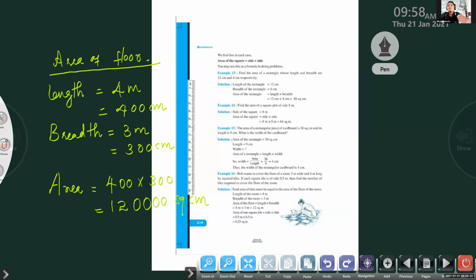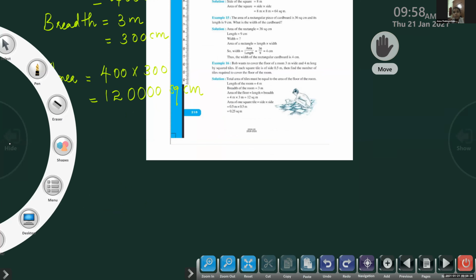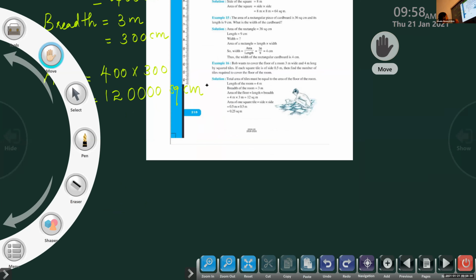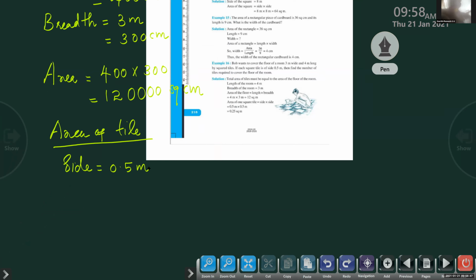Finish, ma'am. Now we will find the area of the square tile. So we will write that area of the square tile. The tile is in square shape, right? So side equal to 0.5 meter. What is 0.5 meter? Ma'am, 50 centimeter.